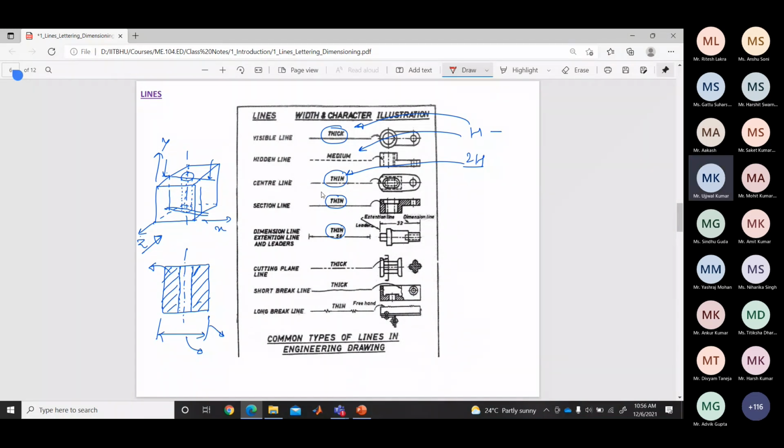You can refer to the reference book, engineering drawing, that I will provide. In that you can also refer to the various types of lines and their applications. I will provide you the slides, the notes, and the one reference book.